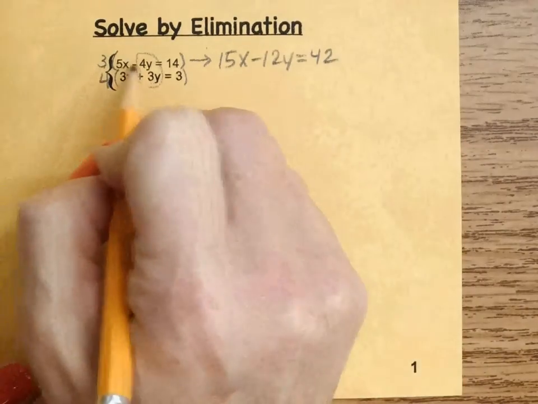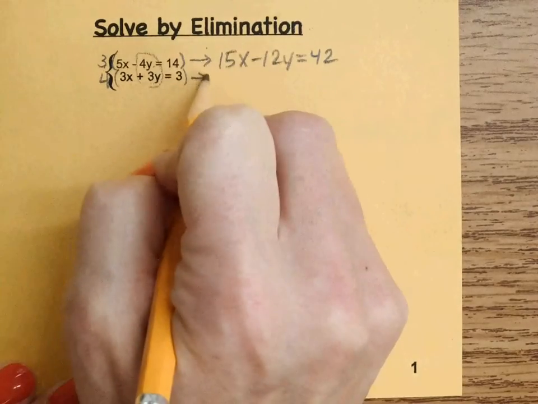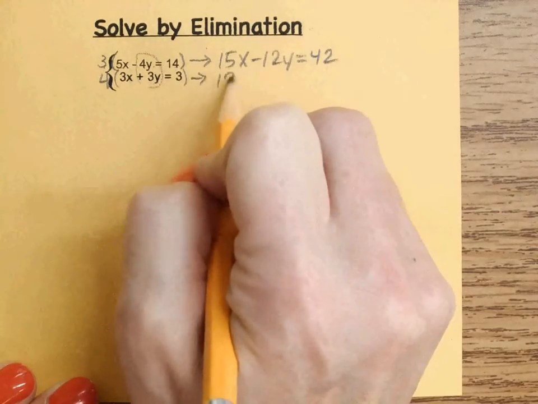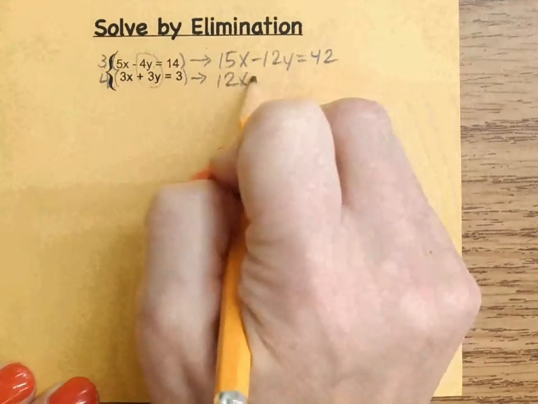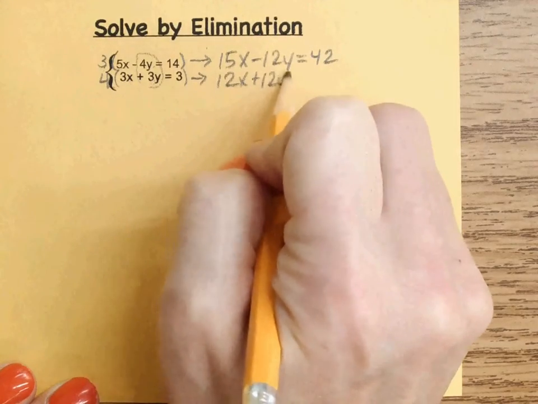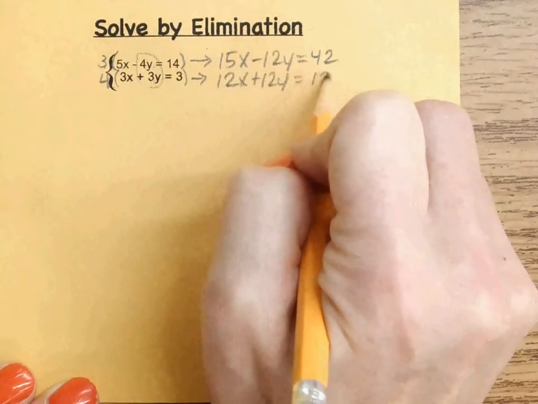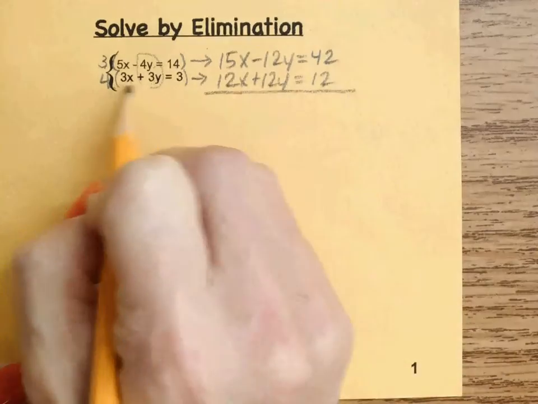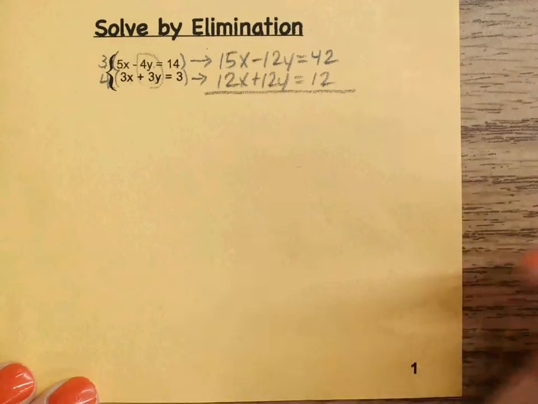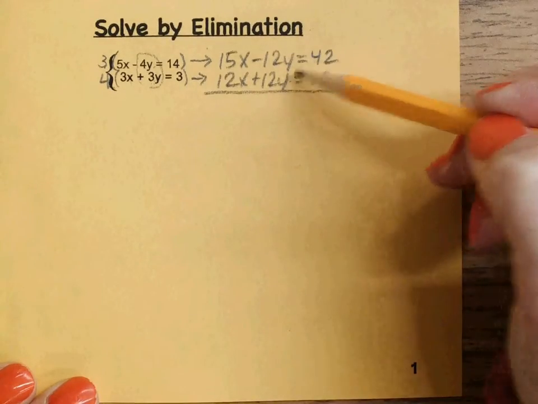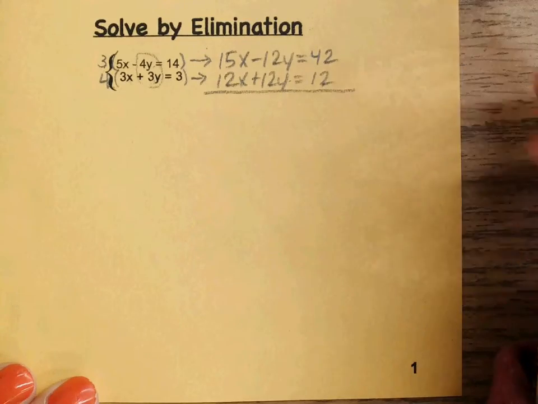So again, 3 times each term. Then I'm going to do the same thing. 4 times 3x is 12x. 4 times 3y is 12y. And 4 times 3 is 12. So every term, again, multiplied by 4. Now I have my opposites, and so I can combine my two equations, add that up.